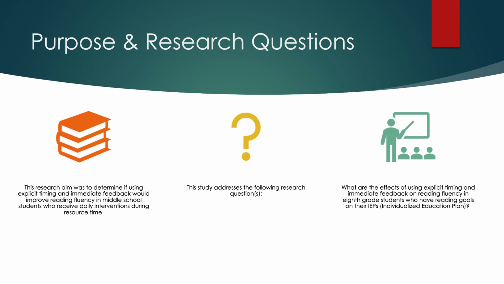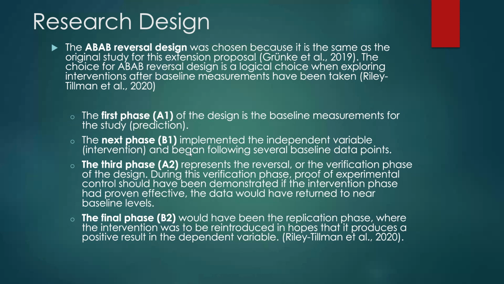The purpose or aim was to determine if using explicit timing and immediate feedback would improve reading fluency in middle school students who receive daily interventions during resource time. And the research question was, what are the effects of using explicit timing and immediate feedback on reading fluency in eighth grade students who have reading goals on their IEPs?